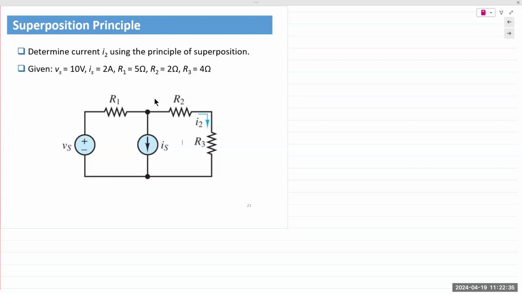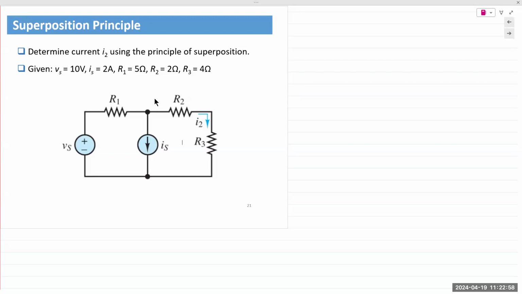If we count the number of nodes, 1, 2, 3, 4, we have 4 nodes. We can possibly reduce those 4 nodes to 3 and apply node voltage analysis. Or we can see there are 2 meshes in there, so we can apply mesh current analysis and find I2 that way.